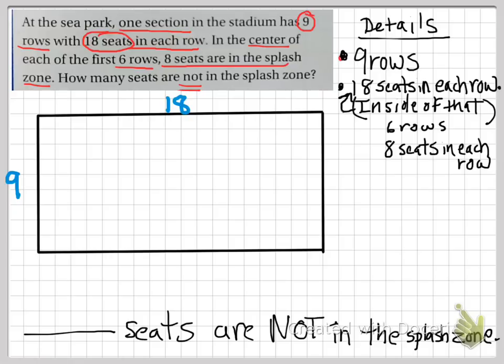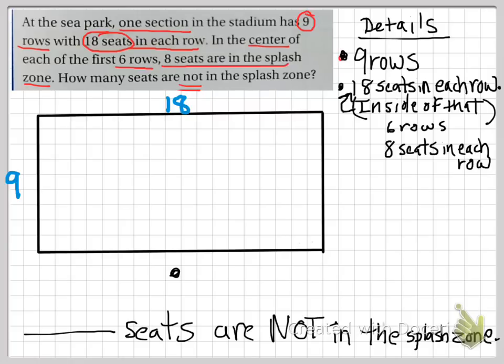So I know I need to find the ones that are not in the splash zone, but in order for me to find the ones that are not in the splash zone, I have to find the ones that are in the splash zone first. So it says in the center of each of the first 6 rows, there are 8 seats in the splash zone. So I'm going to say that this here is the front. And I'm looking for the center 6. Well, 18 divided by 2 is 9. So I'm going to start right in the center.